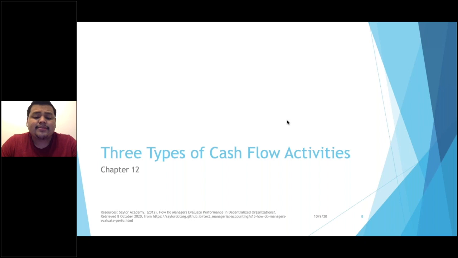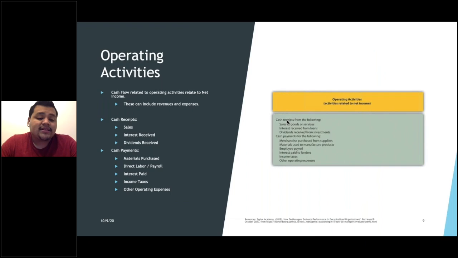Now let's talk about the 3 types of cash flow activities. In these 3 types of cash flow activities, we see how cash moves throughout the organization, where it comes in and where it exits. So let's start with the first one, operating activities. Operating activities are cash flows that are related to the net income. These can include revenues and expenses. So, it's what are you bringing in and what are you taking out? It all revolves around operating expenses though.